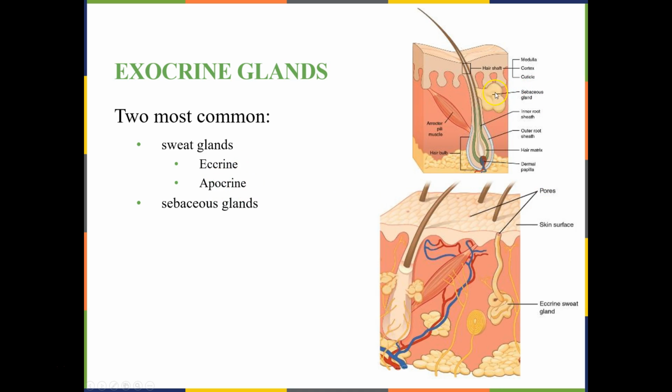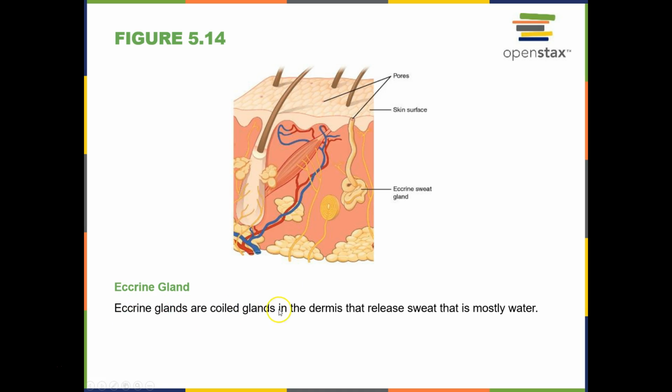And so here is a picture of a sebaceous gland from your textbook. And here is a picture of a sweat gland. So we have different types of glandular tissue, and we'll talk about what each of them does and why they're important. So first, let's talk about our sweat glands.